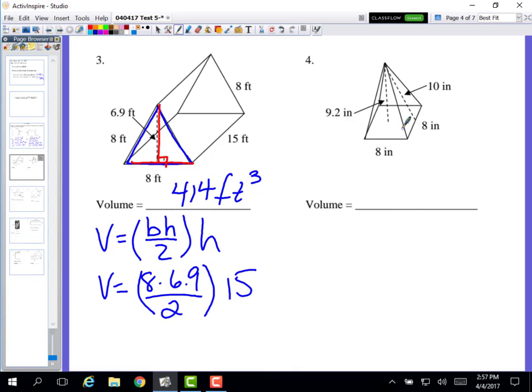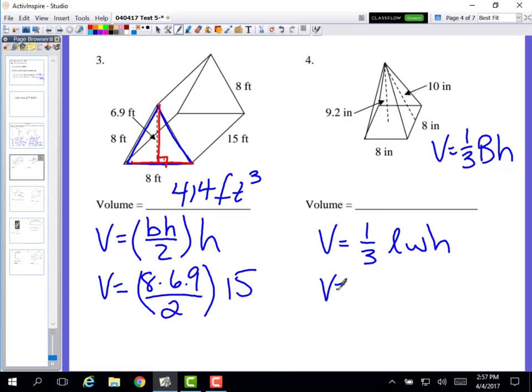Now, number 4, this is our first one where we have a pyramid. So we start off with the generic formula of volume is equal to 1/3 capital BH. So that means we're going to have to find the volume of the prism and then take 1/3 of it. So in this particular case, we know that this is a rectangular pyramid. So it's going to be 1/3 length times width times height.